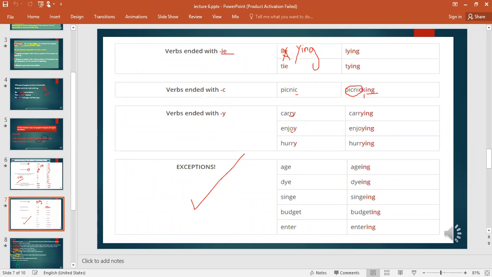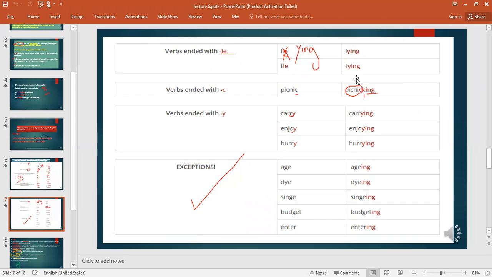So for the verbs that end with IE, all you have to do is to drop the IE, add Y, and then add ING, as you can see here in the examples. Now we move to verbs that end with C, like the verb picnic. What did we do here? We added the letter K and then we added ING. So for the verbs that end with the letter C, you add K and then ING. Okay?